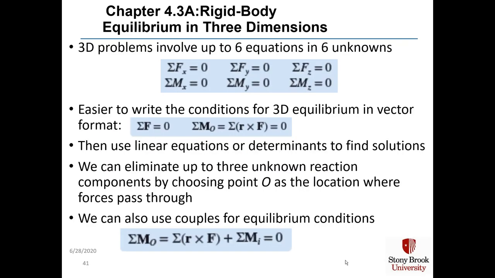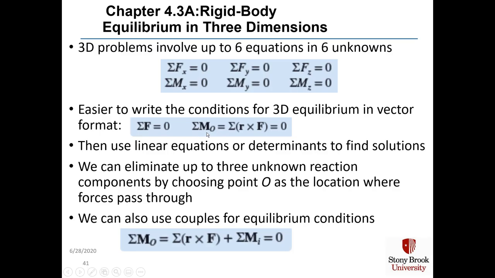3D problems involve up to 6 equations and 6 unknowns. You sum the x, y, z forces to zero. You can sum the x, y, and z moments to zero. But it's much easier to write the conditions for 3D equilibrium in vector format. Sum of all forces equals zero.